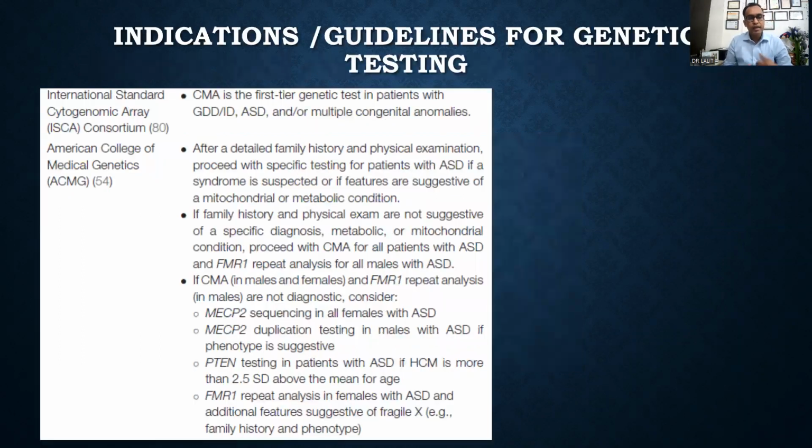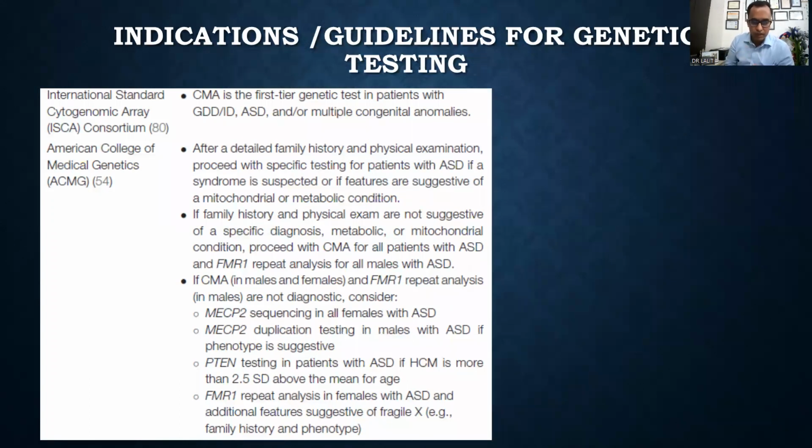Then the guidelines of the International Standard Cytogenomic Array, ISCA, along with the American College of Medical Genetics say that CMA, chromosomal microarray, is the first genetic test in patients with GDD, ID, ASD, or multiple congenital anomalies. According to this forum, all ASD kids should go for CMA, that is the first genetic test they should consider. And then you need to narrow down as per the detailed history and so on. So you can take the snapshots.